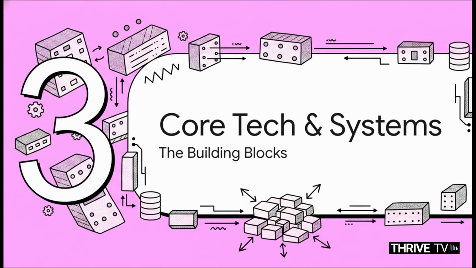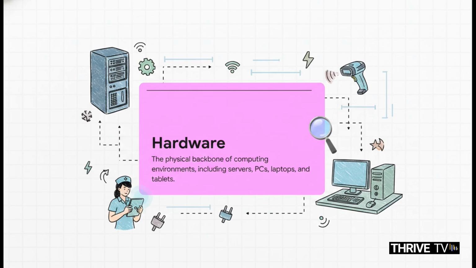Which brings us to Section 3, core technologies and systems. Let's get our hands dirty and define exactly what those foundational building blocks are. Block number 1 is hardware. This is literally the physical stuff, the machines and devices that let end users interact with the system. We're talking about everything from those massive humming servers sitting in a hospital's temperature-controlled basement to the tablets nurses carry on the floor, the barcode scanners down in the pharmacy, and the regular old PCs at the registration desk. It's the physical backbone that holds the whole operation up.